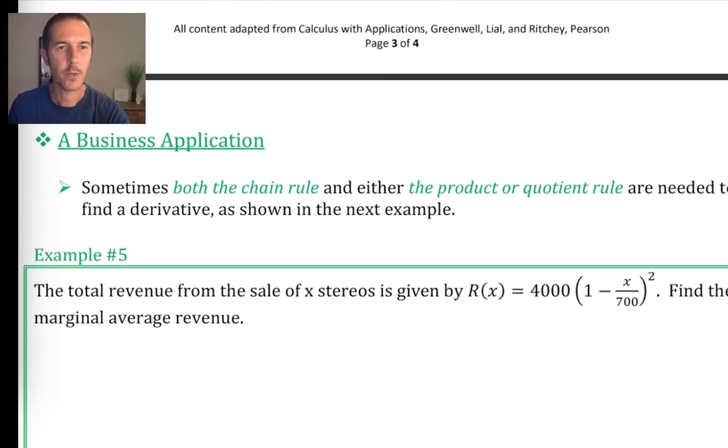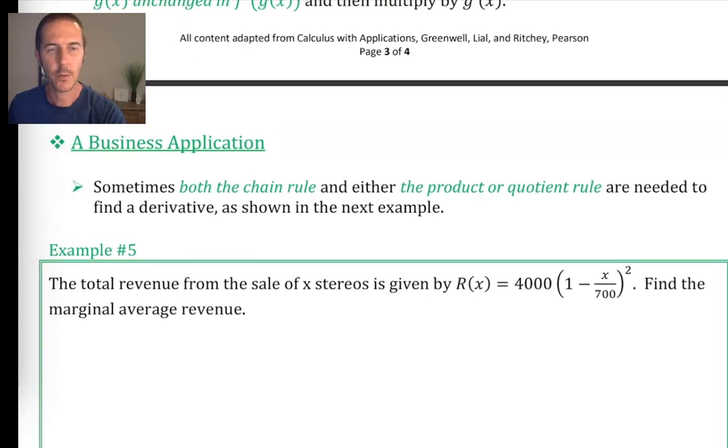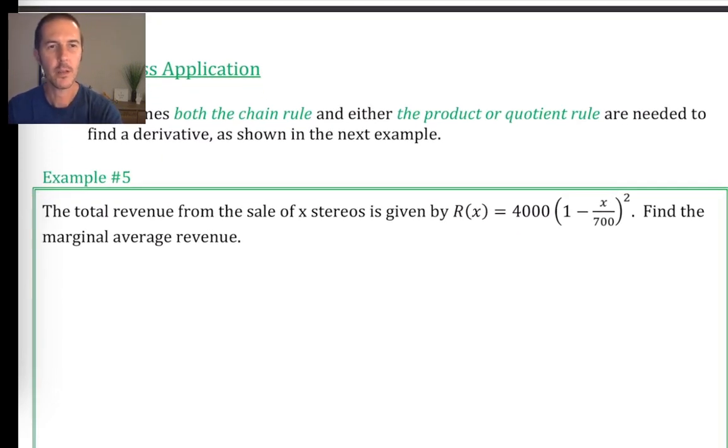And instead, let's look at a business application. Sometimes both the chain rule and either the product rule or quotient rule are needed. Yes, obviously, we just did that in the previous problem. Very nice. The total revenue from the sale of x stereos is given by this revenue equation. We want to find the marginal revenue equation, which means we have to find R prime, the first derivative of the revenue equation. Let's do that.